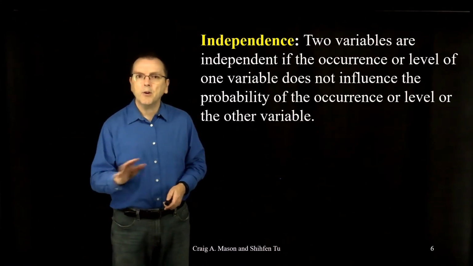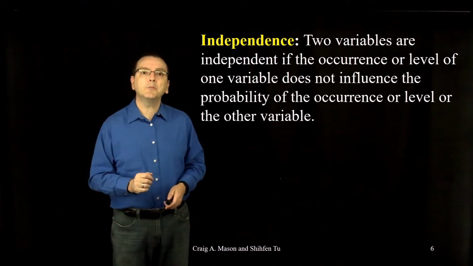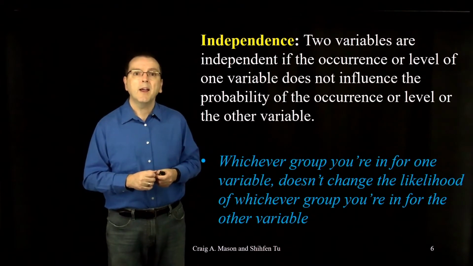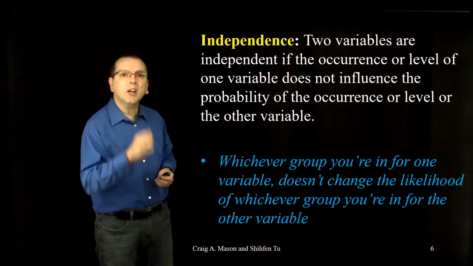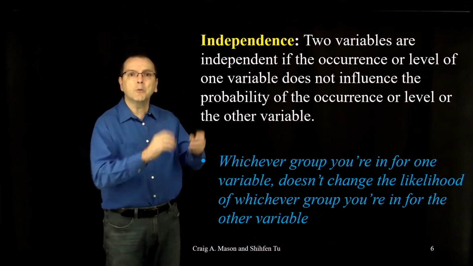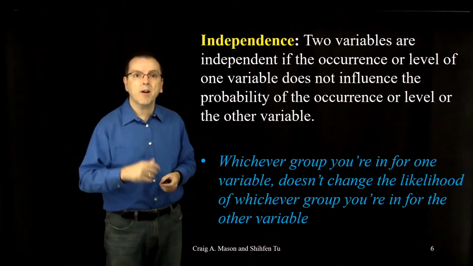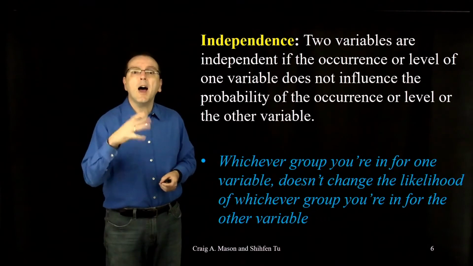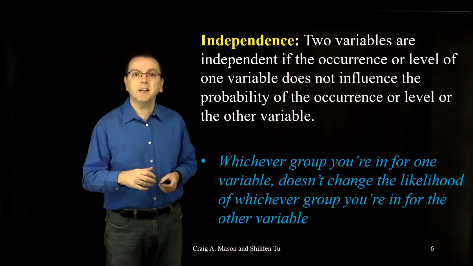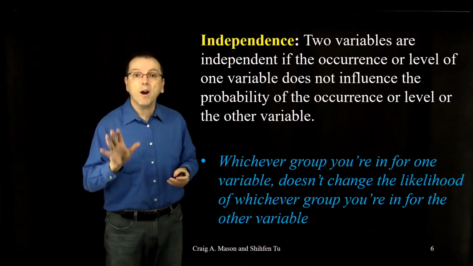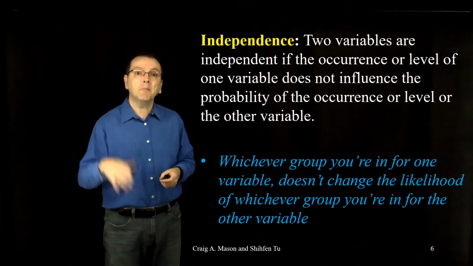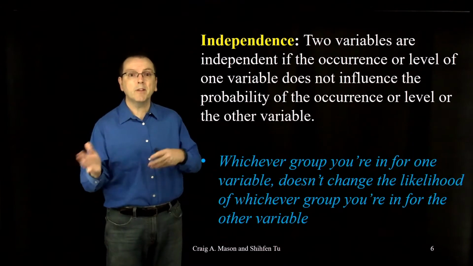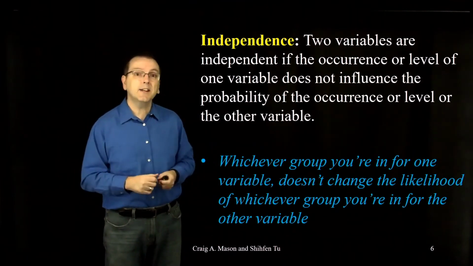Because we're dealing with categorical variables, we can think of this more precisely as whichever group you're in for one variable doesn't change the likelihood of whichever group you're in for the other variable. For clarity, let's consider a hypothetical example and say that I've sampled 450 people from Maine, New Hampshire, and Vermont and asked them whether or not they've ever visited Disney World.